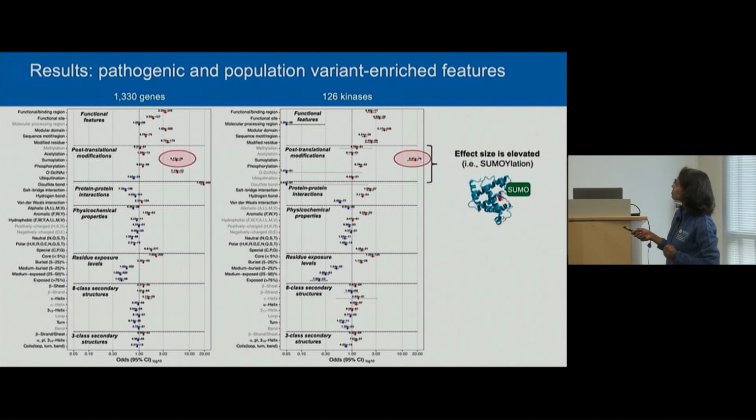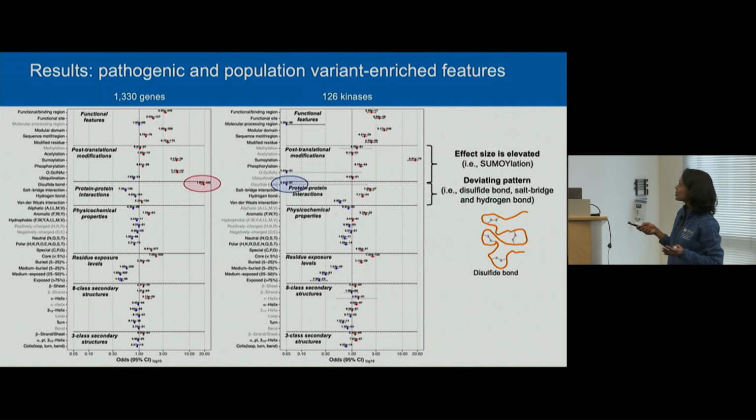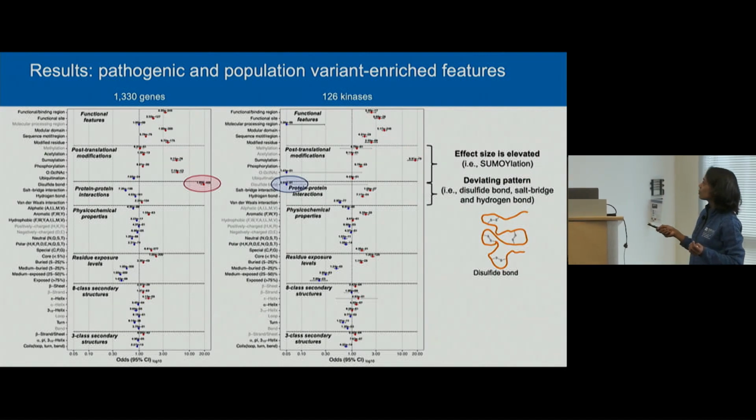Now, to highlight some specific observations. For some features, coming back to the sumoylation side, we see that the enrichment of pathogenic variations has a huge elevation. Here the sumoylation sites were 5-fold enriched with pathogenic variants, and here it is 15-fold enriched, which basically indicates that when we see kinases, this feature is even more crucial than in the general characteristics. That is the first observation.